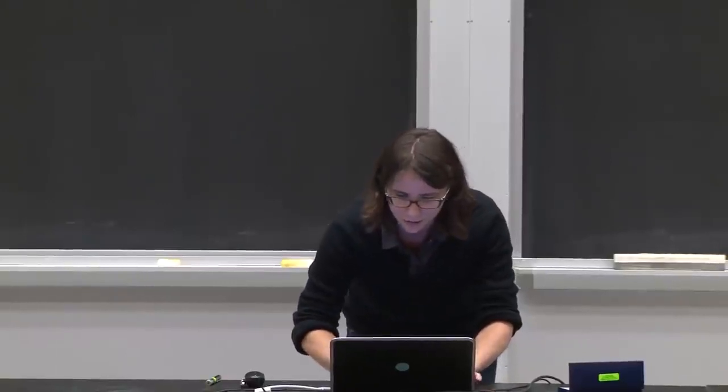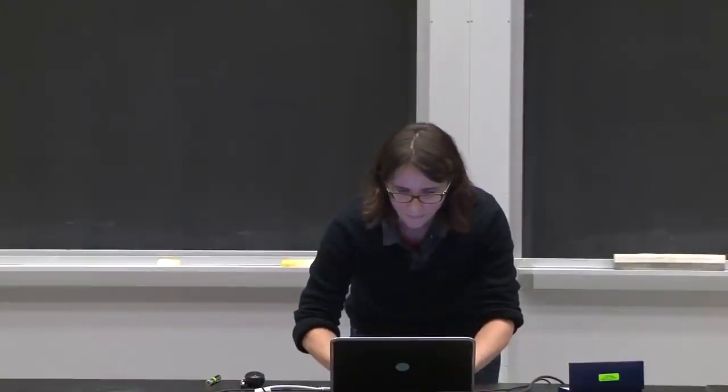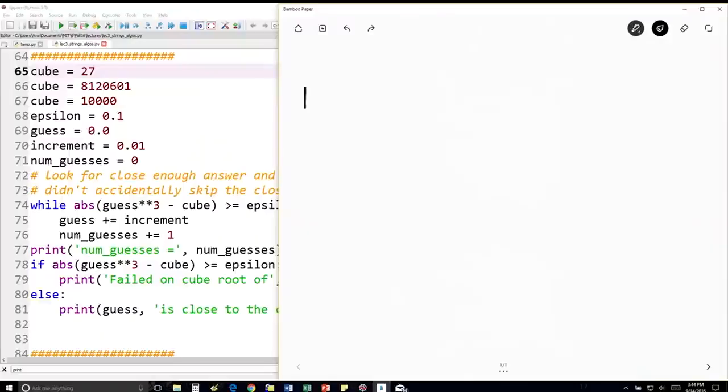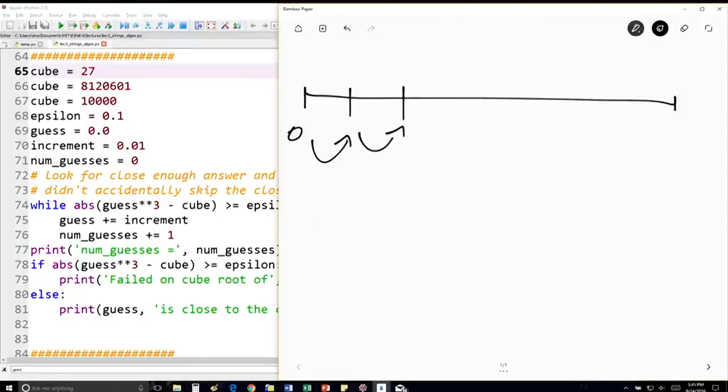So I'm going to draw something. According to the code, I'm going to start from 0. And I'm going to increment my guesses like that. With every little increment, I'm going to make a new guess. I'm going to take that guess to the power of 3. I'm going to subtract the cube. And I'm going to figure out if I'm less than epsilon. This is the epsilon that I want to be in. This little bit here.